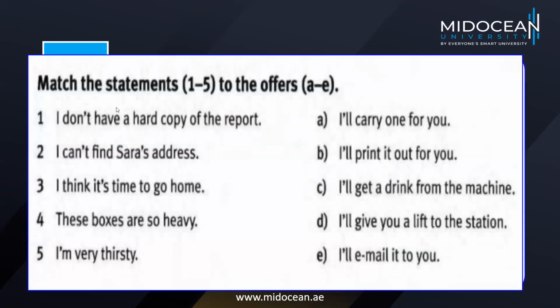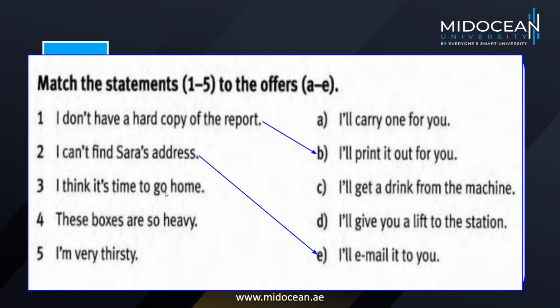Let's move to the matching. Match the statements 1 to 5 to the offers. Pause the video, guys, and please do this exercise. Number 1: I don't have a hard copy of the report. I don't have a hard copy, I have a soft copy, so we can say okay, I'll print it out for you. Number 2: I can't find Sarah's address. I'll email it to you.